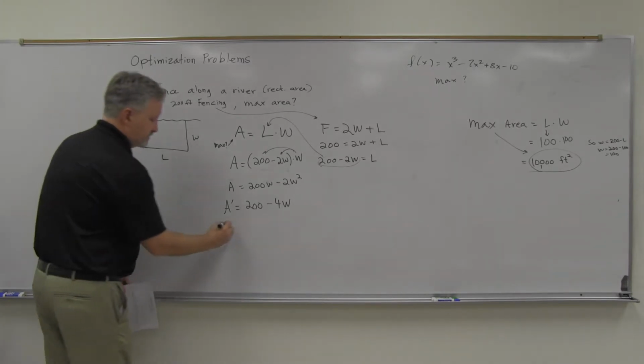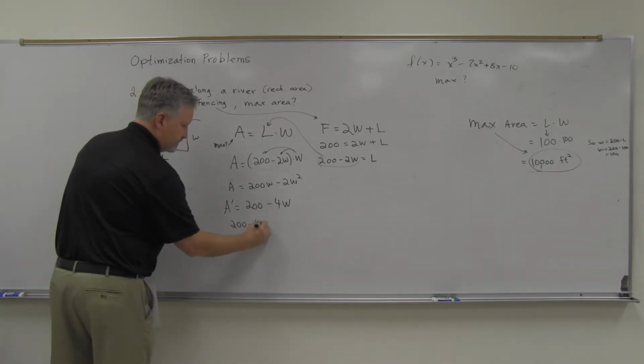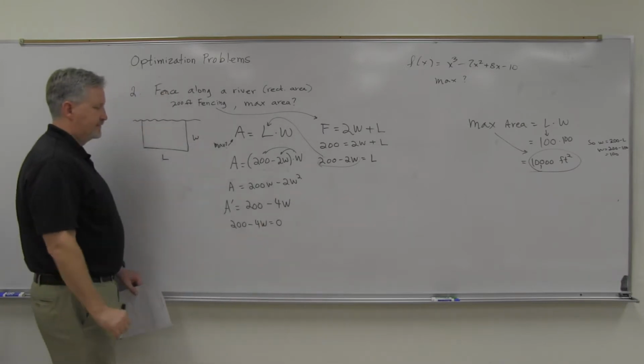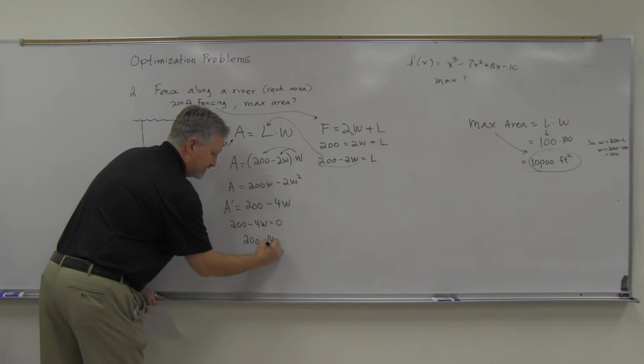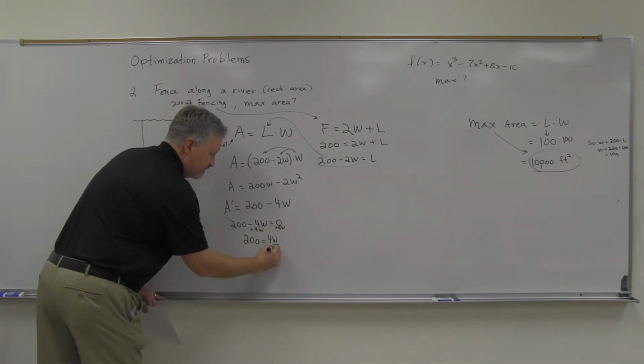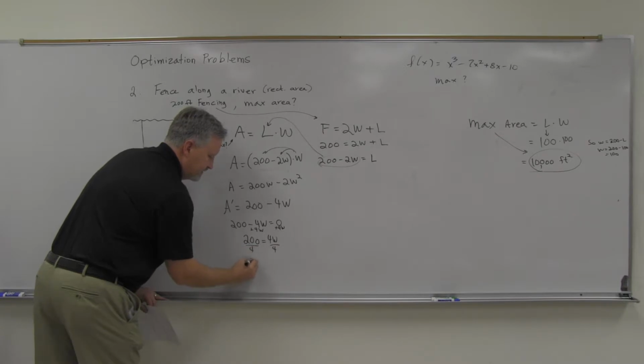I want the critical number, so I want that set equal to 0. I'm going to add 4W. 200 would equal 4W, so you add 4W, and then divide by 4, W equals 50.